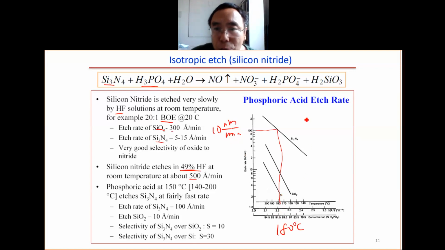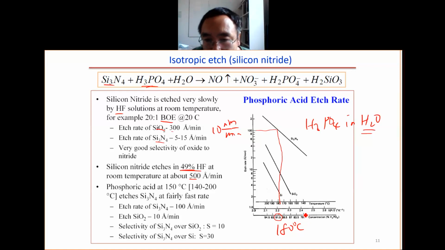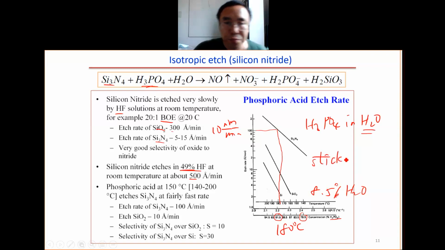But you may wonder, how come we can have 180 degrees? Because the phosphoric acid is in water, and at 180 degrees the water would be all vaporized. Actually, as you can see here, at this temperature we get 91.5%. At the lower temperature, we get 80% phosphoric acid and 20% water. At this very, very high temperature, we have 91.5% phosphoric acid and only 8.5% water. So this solution is very, very sticky. This is how you etch away the silicon nitride.